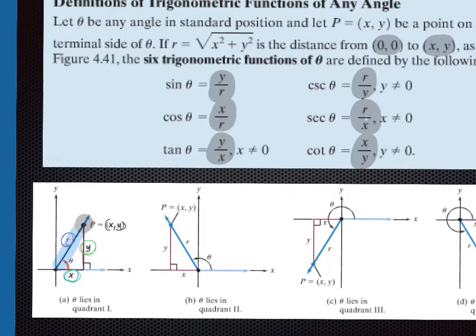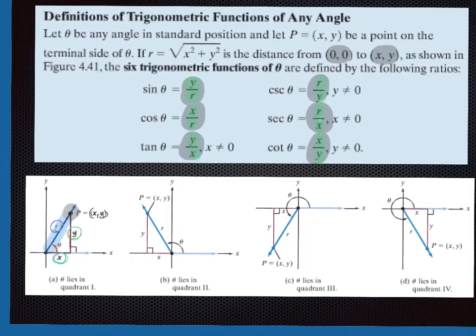Instead of it just being y because the radius was 1 in our unit circle, we now have to account for the radius not being just 1. So you put the y over the r for the sine, the x over the r for the cosine, the y over x for the tangent, r over y for the cosecant, r over x for the secant, and x over y for the cotangent.